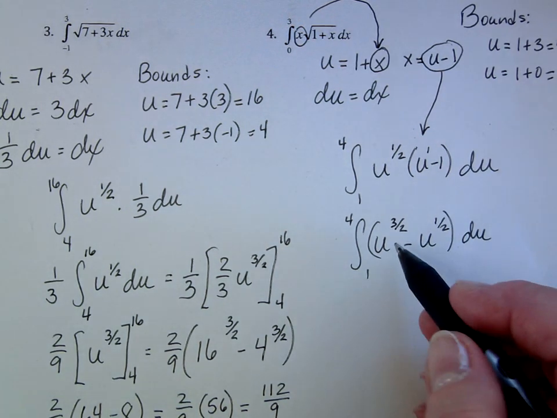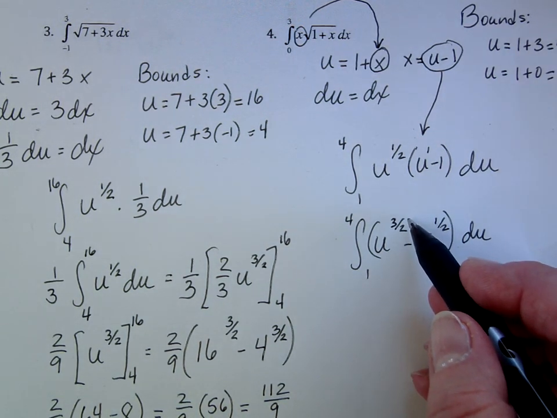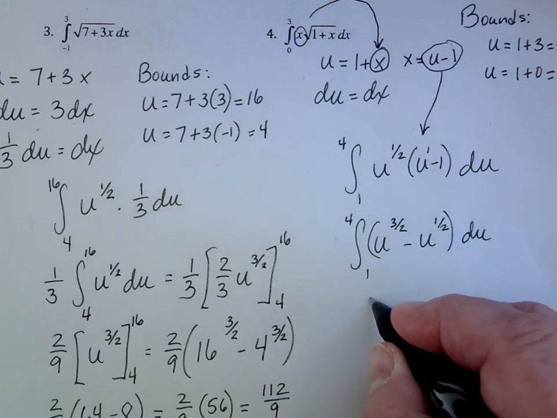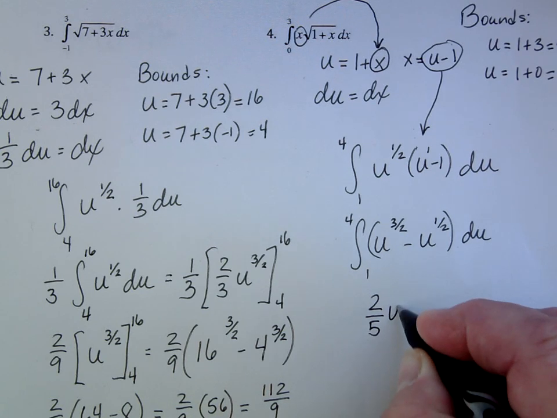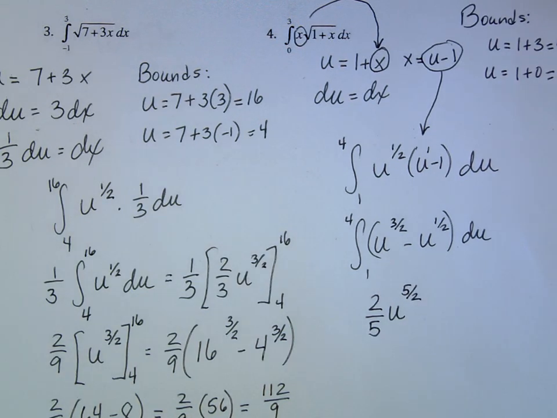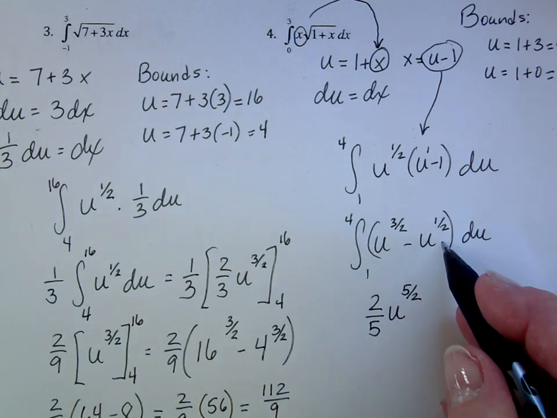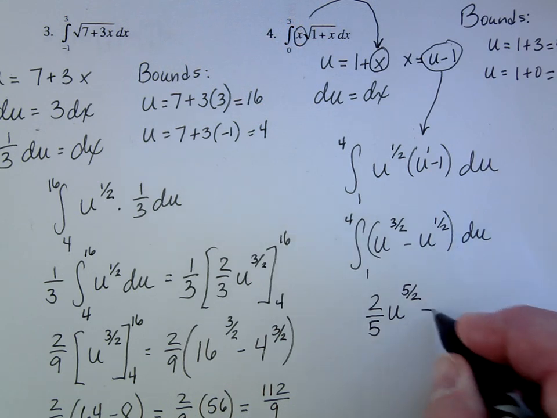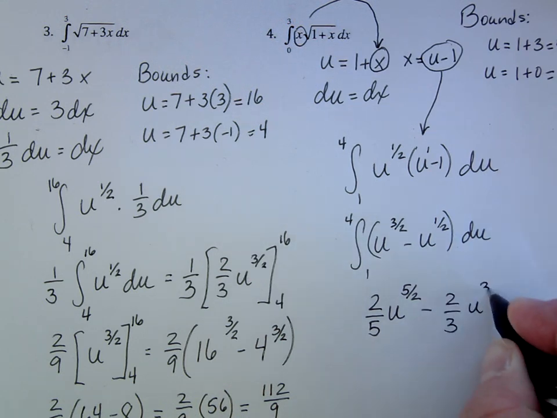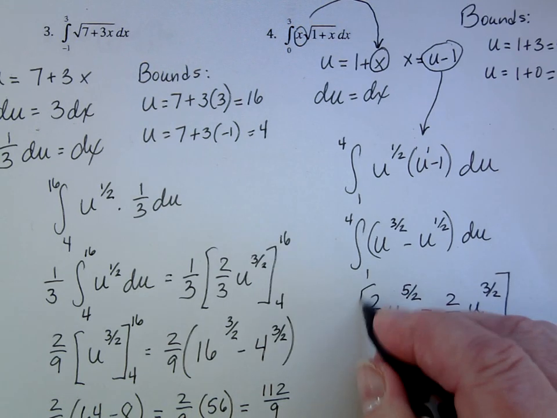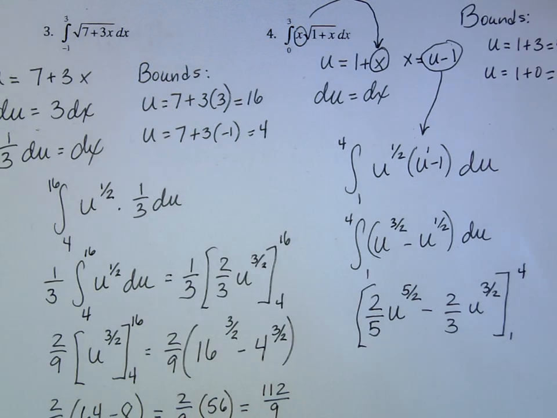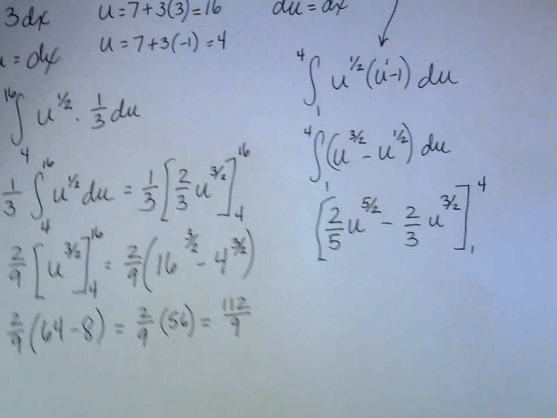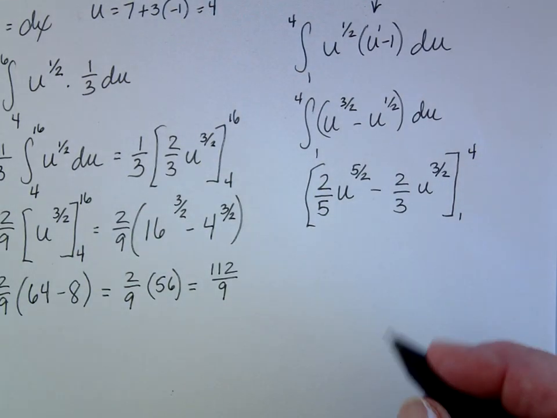If I add a power on, 3/2 plus 2/2 is 5/2, and divide by 5/2, it's going to give me 2/5 u to the 5/2. Add a power on, divide by the power. Same thing with this guy. U to the 1/2, add a power on, that's 3/2. Divided by 3/2 is 2/3. Minus 2/3 u to the 3/2. And that needs to get evaluated going between 1 and 4. This one's going to be a little bit more of a beastly f of b minus f of a situation. So if I plug in a 4, 4 is going to look like this.